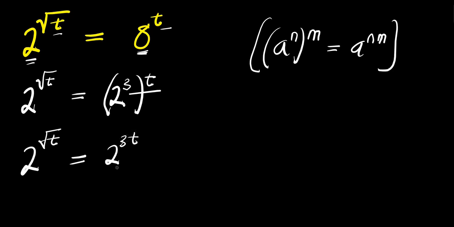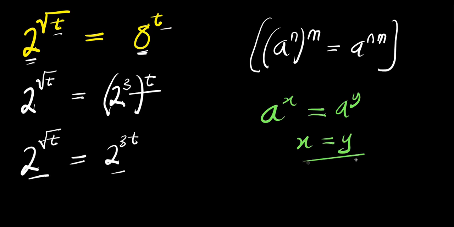Now, the two bases are the same. So what we need to do will be to compare the exponents, because if you have a to the power of x equals a to the power of y, that means x equals y. So I can have square root of t equals 3t.